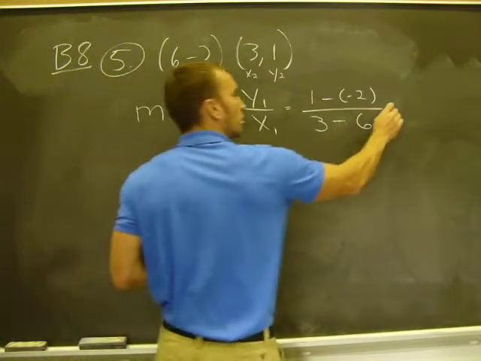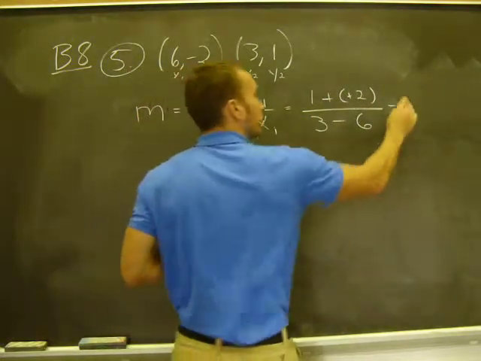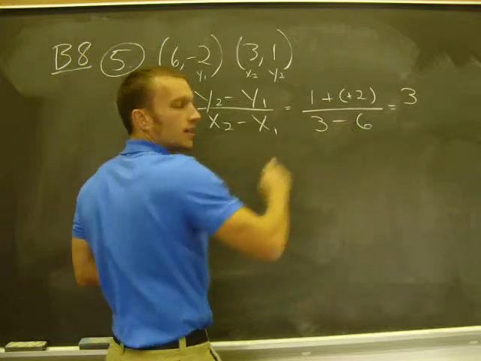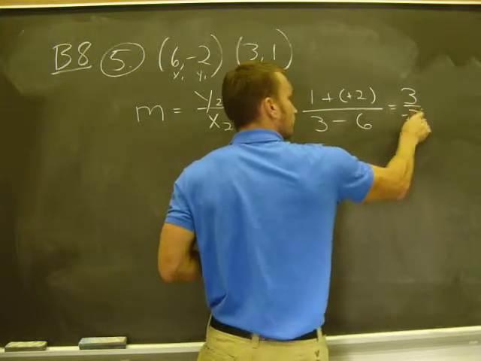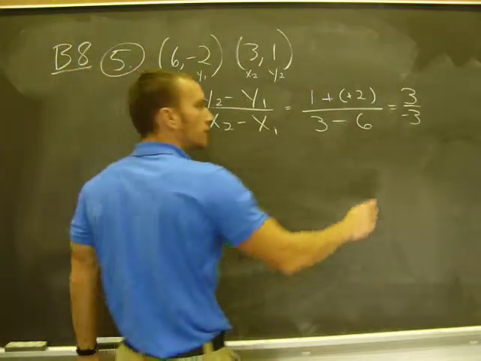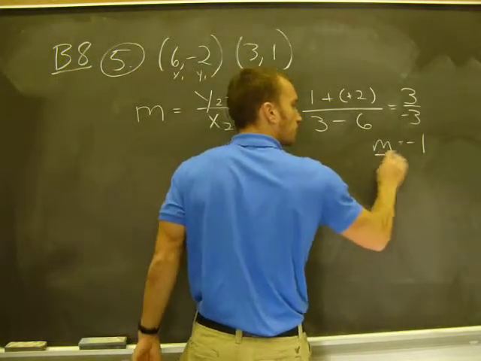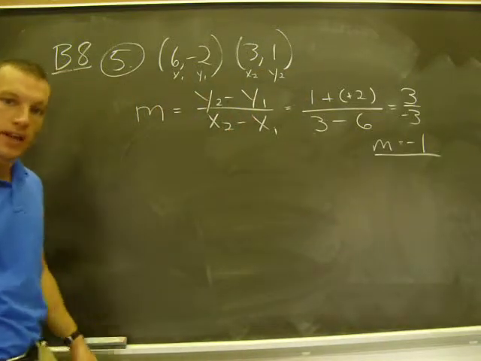That's going to give me 1 minus -2 turns into a plus, I get 3. 3 minus 6, -3. And then I simplify that. 3 divided by -3 is -1. So there's my slope. I'm halfway done. That's half of my answer.